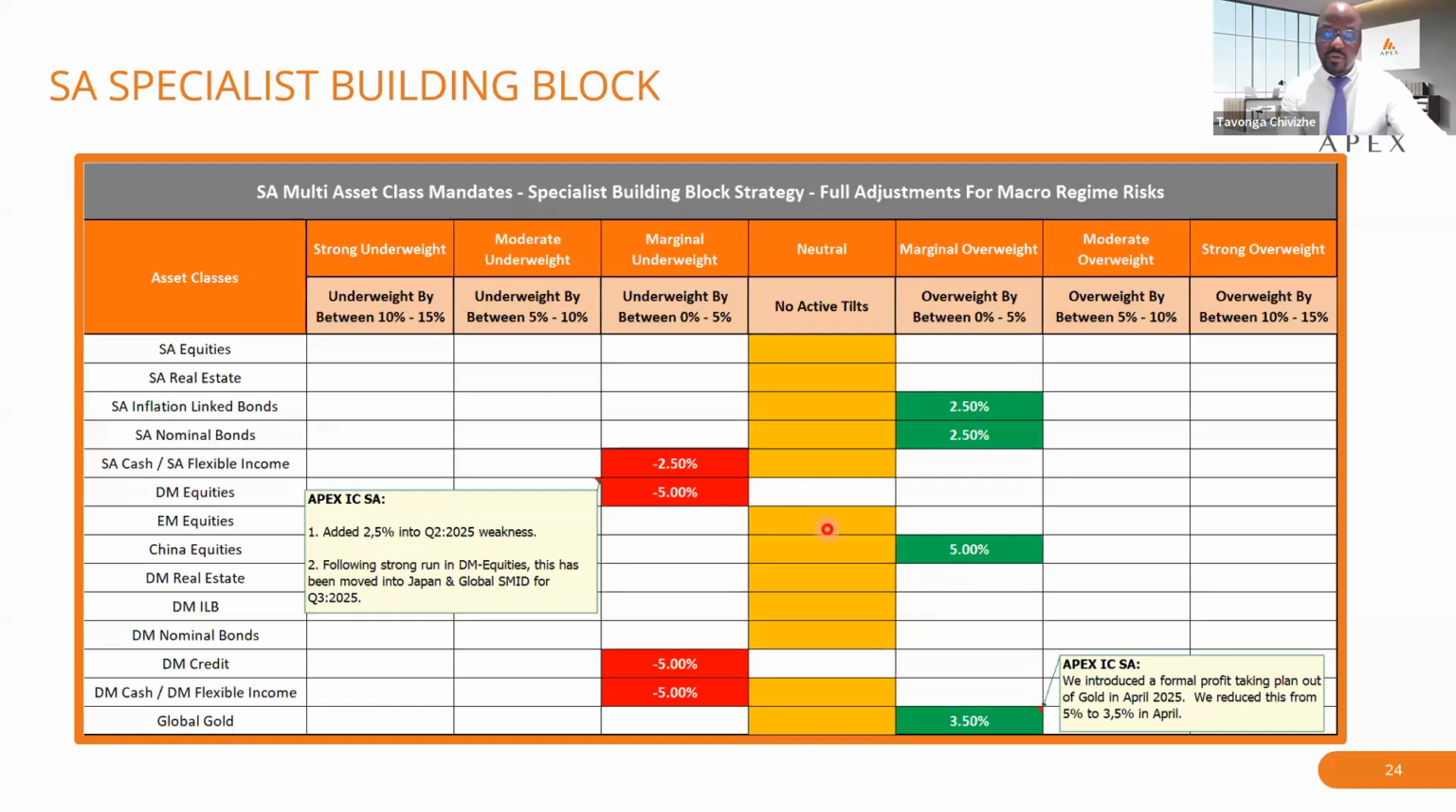EM equities neutral. We don't want to be underweight or overweight. Chinese equities, we're greedy with an overweight of 5. You heard me, it's going up to 10 very soon. DM real estate neutral, DM IOBs neutral, DM nominal neutral. This was overweight if you remember, but it's been taken out so we can make room for the global small mid caps, and also to some extent for the Japanese equities. Credit we still don't like, cash we still don't like, and then gold we absolutely love.